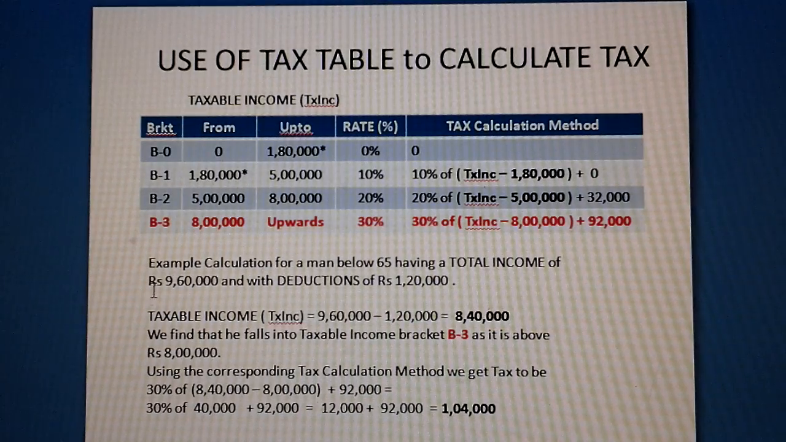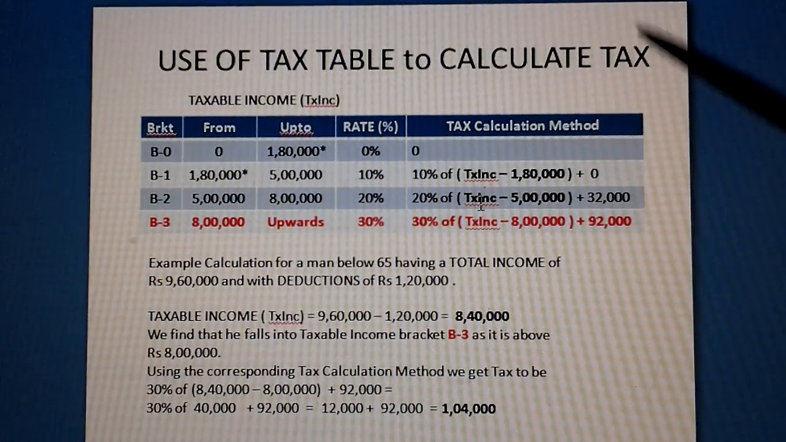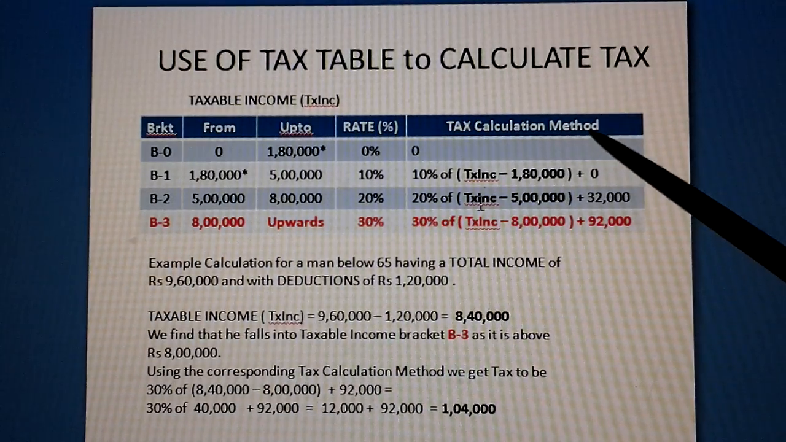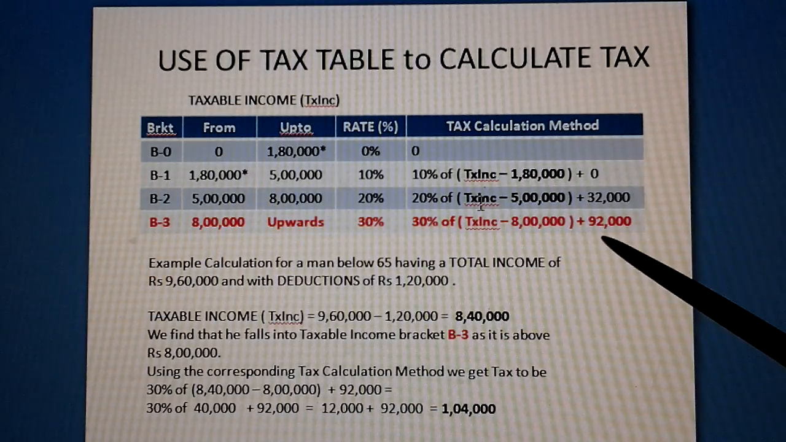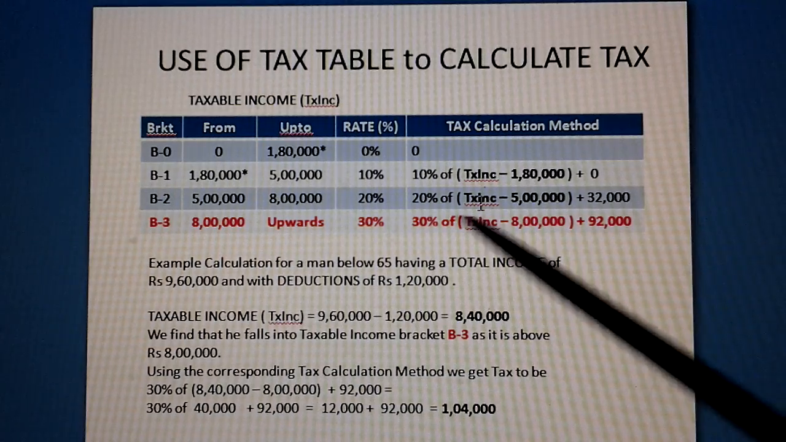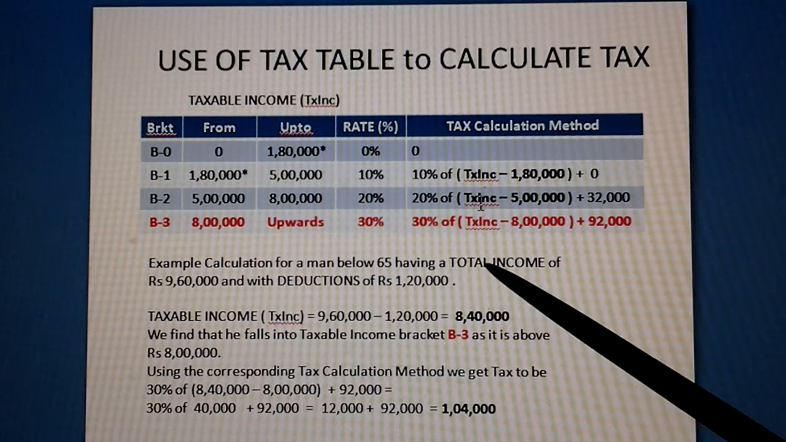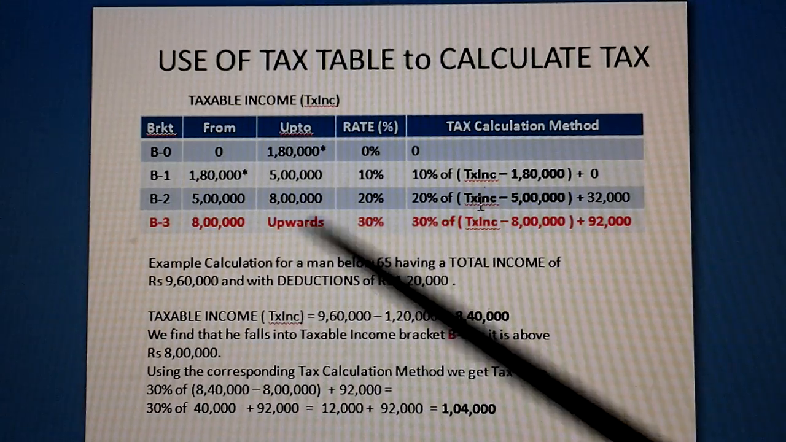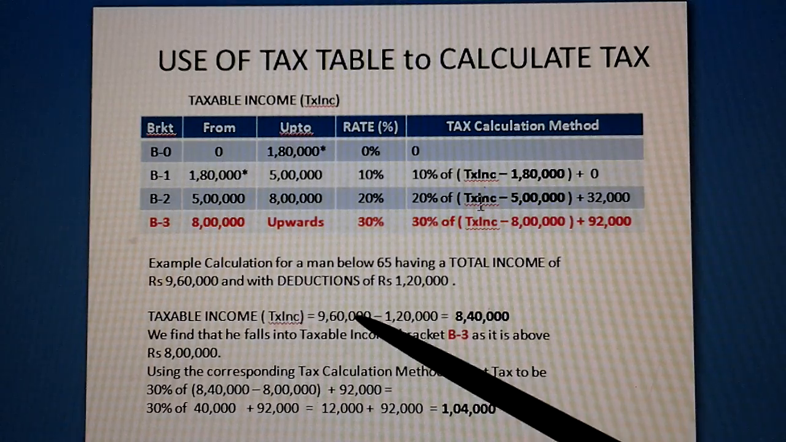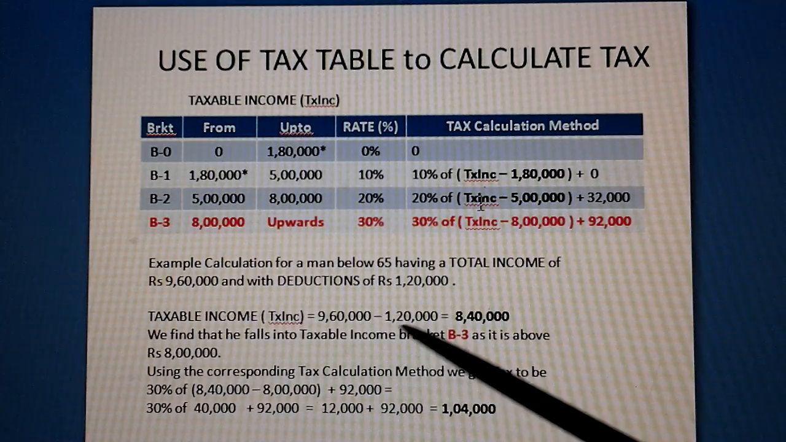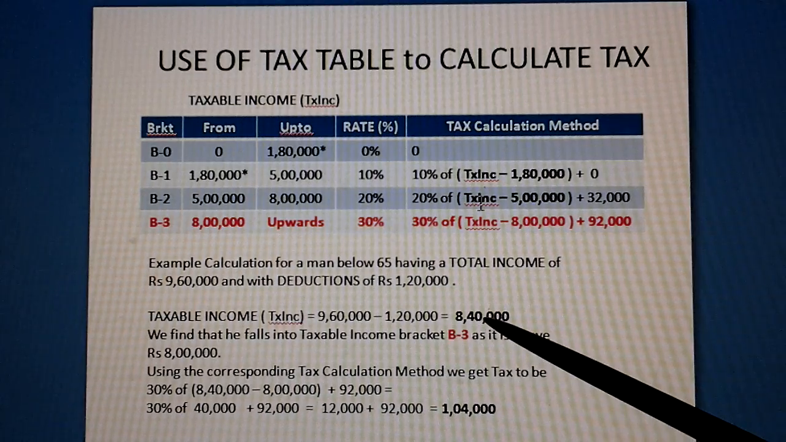Now, I've added another column to the tax bracket to simplify things, and which will make it clear. This last column here, the tax calculation method, kind of pre-calculates the amounts for each tax bracket. And so you would get a different formula for each tax bracket, which would make things simpler. For example, we have this calculation for a man having a total income of 9,60,000. Now suppose he had deductions of 1,20,000. Then his taxable income would be 960 minus the 120, which is 8,40,000.